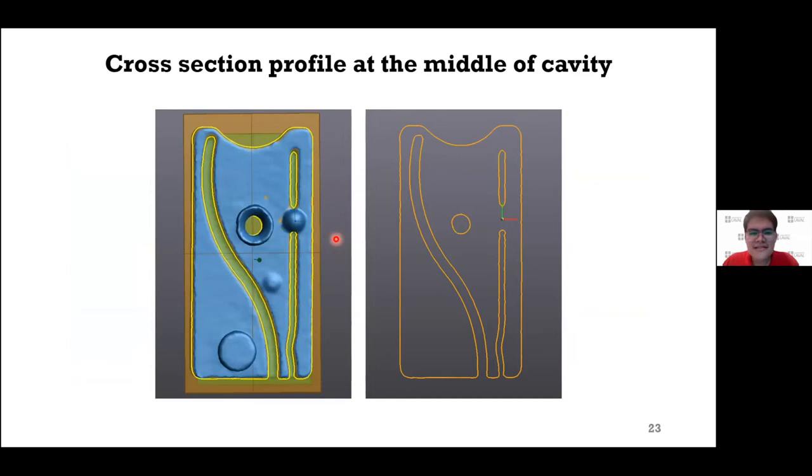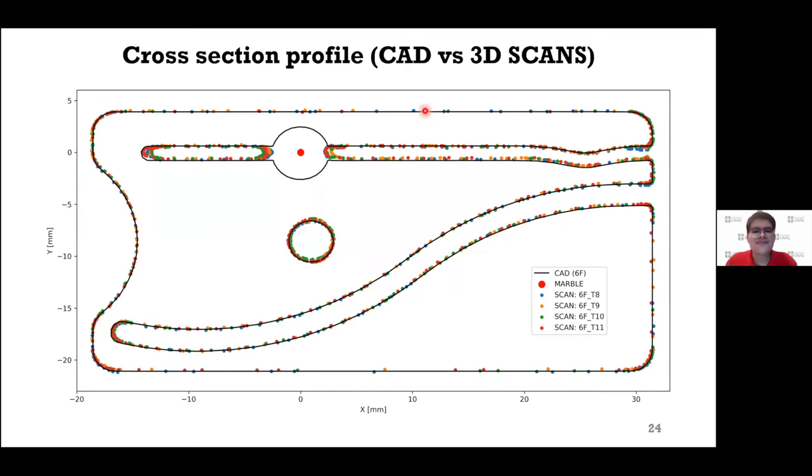And after that, I did a cross-section profile of the 3D scan. And I also did a fitting of a sphere in here of the marble. And I decided to put my origin to be the center of the marble. So in this image, we can see in the thin black line, this is the CAD. And we can see the color dots. Those are the results from the 3D scan. So we can clearly see that they really match.